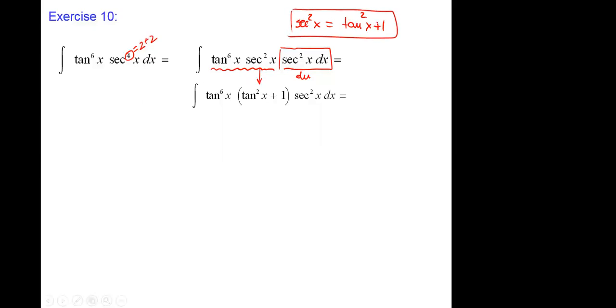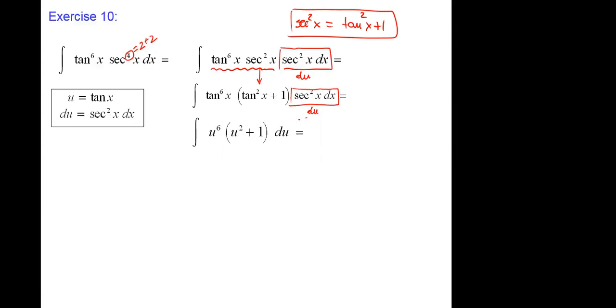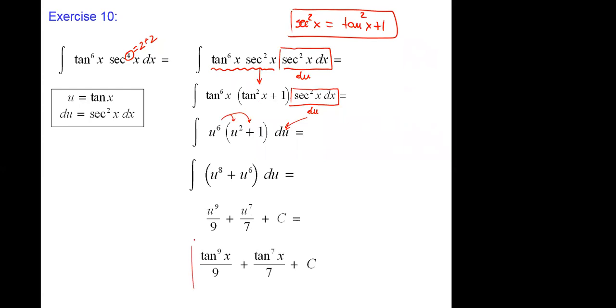Pythagorean identity. Okay, I think we're ready to use the u substitution. This will be u to the power of 6, u to the power of 2 plus 1, and this is my du. That's what I saved. Distributing u to the power of 6, we're getting u to the power of 8 plus u to the power of 6, and now simple integration. u to the power of 9 over 9, plus u to the power of 7 over 7. Instead of u, let's put back tangent of x.